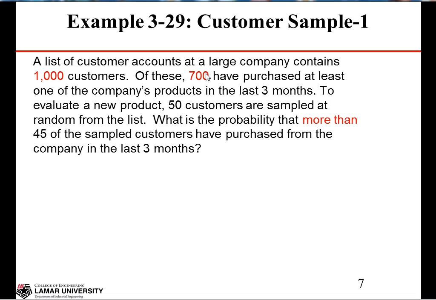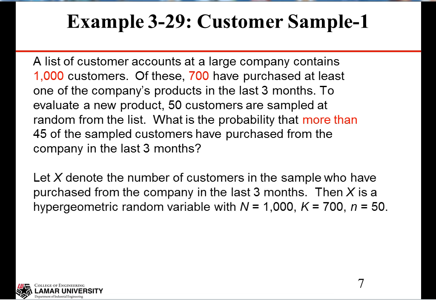So since we are doing sampling without replacement, this is a hypergeometric distribution. And let's define X as the number of customers in the sample who have purchased from the company in the last 3 months. In other words, those customers are treated as successes in the contest. And then X is a hypergeometric random variable with the following parameters.